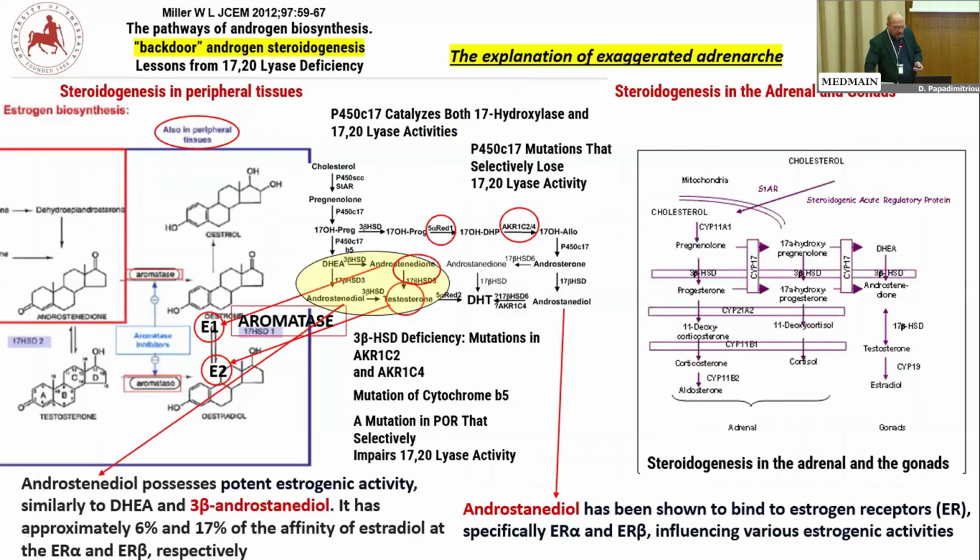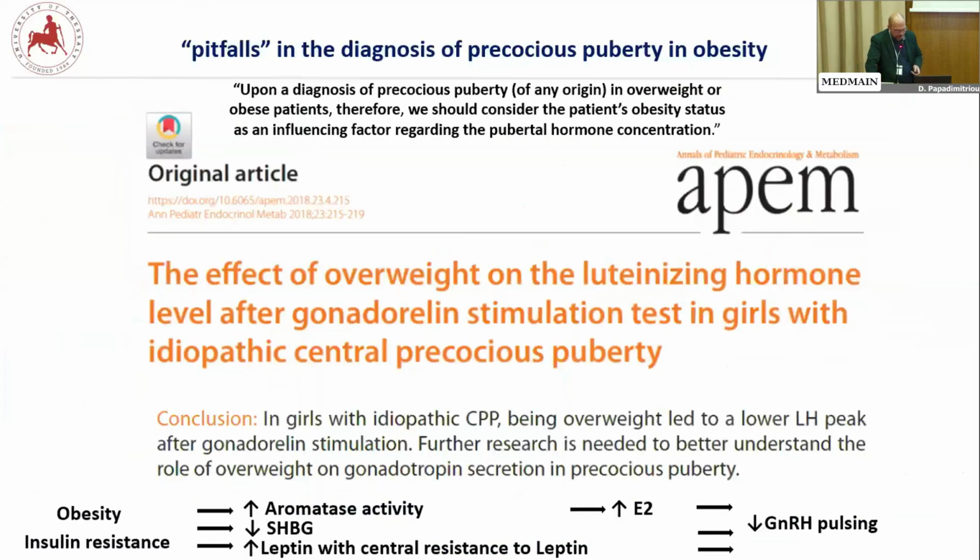And also we know that if we have increased androgens, and now we know much more about the backdoor androgen steroidogenesis, we know that these androgens, apart from the already known transformation of testosterone to estradiol and androstenedione to estrogen, which is done by aromatase in the lipid tissue mostly, and in peripheral tissues as well, we know that androgens like these ones have direct estrogenic activity. So endocrine disruptors can have an estrogen activity also through androgens.